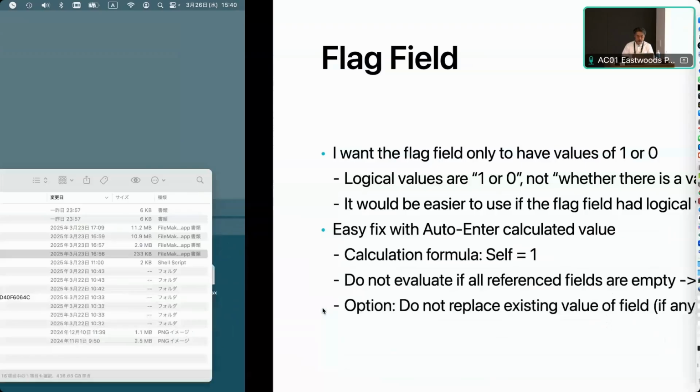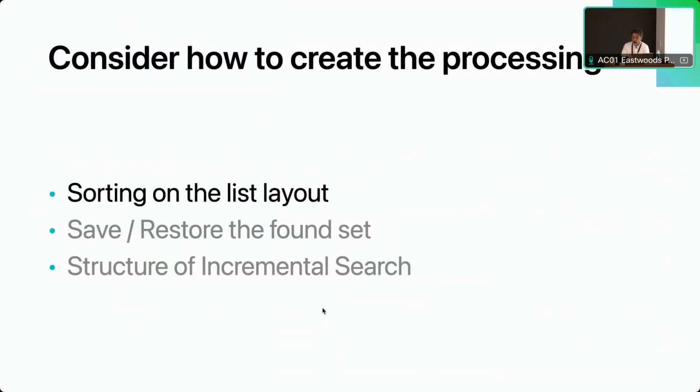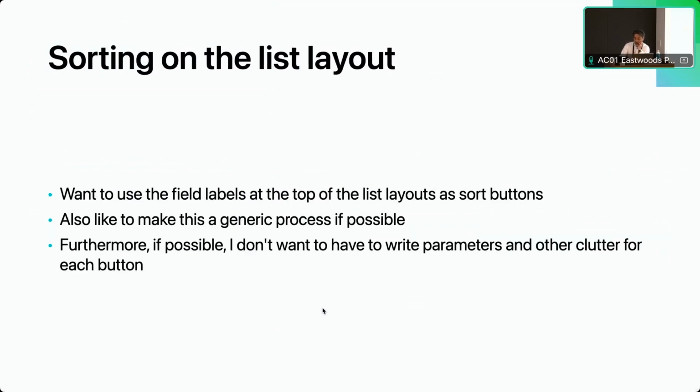So, about processing. The first one is about the sort button on the header of the list layout. I want to make it as a module or library, not to use a bunch of similar sort scripts, nor one script that requires parameters on every single button.